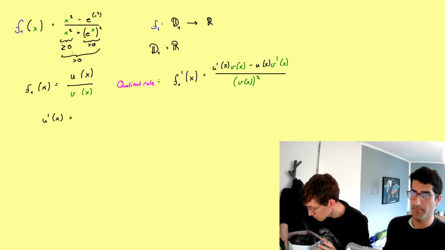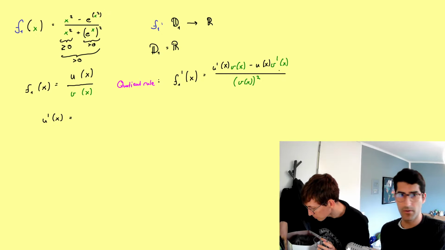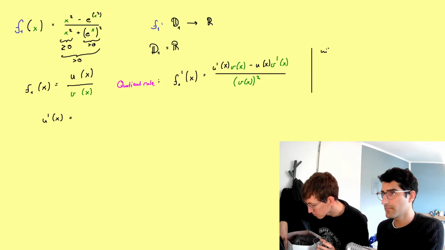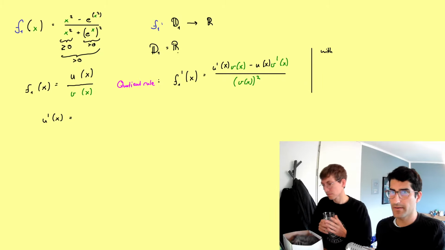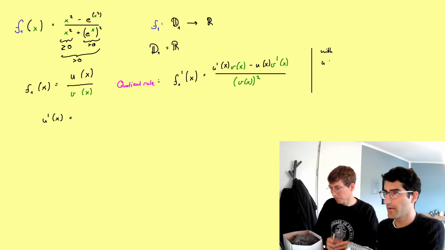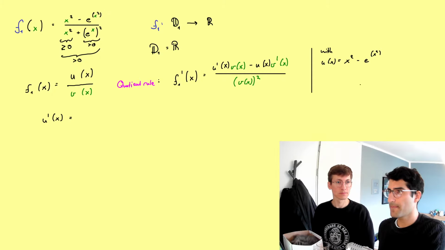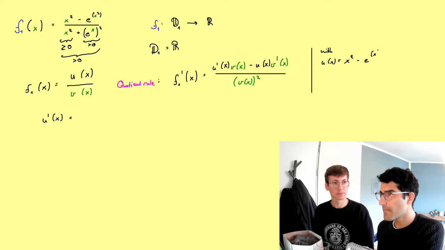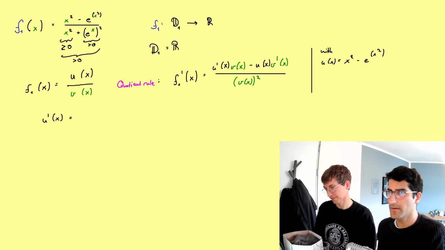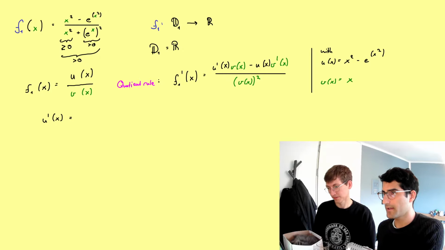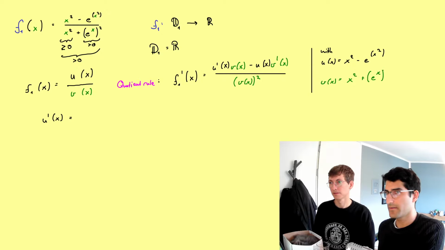So what would that be? Let's write down u and v separately. So u of x is the numerator, so it's x squared minus e to the x squared. And v is the denominator: v of x is x squared plus e to the x squared.